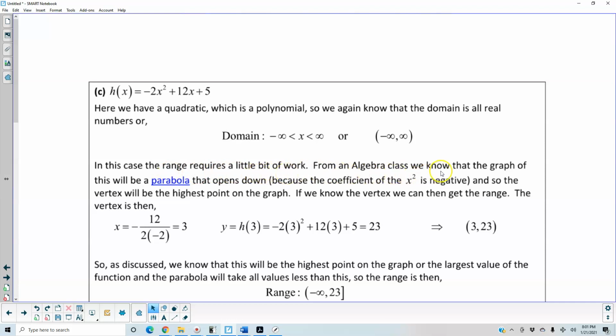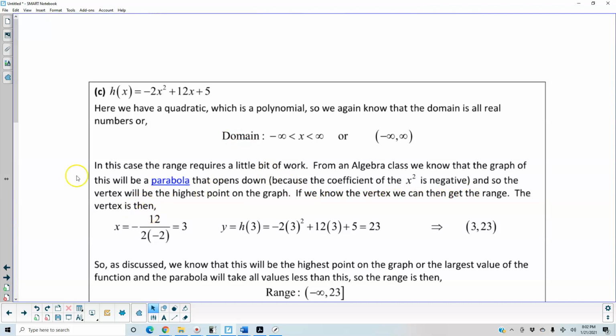From an algebra class, we know that the graph of this will be a parabola that opens down because the coefficient of the x squared is negative. And so the vertex will be the highest point on the graph. If we know the vertex, we can then get the range.